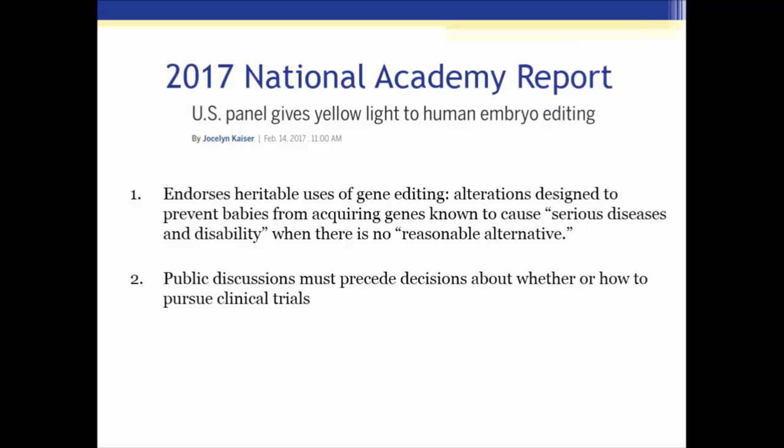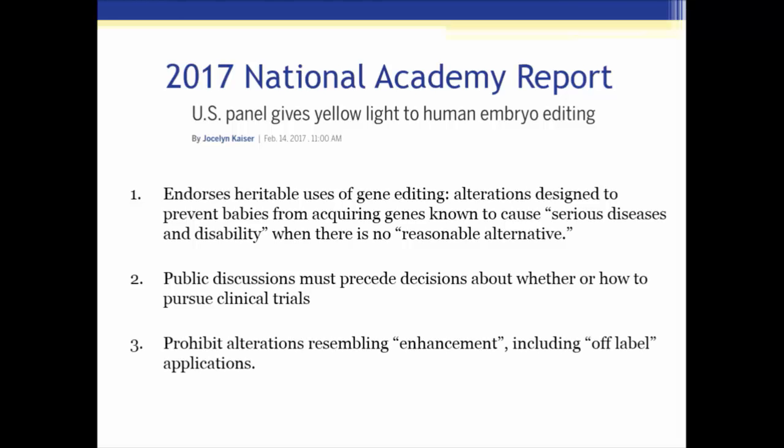They also recommended public discussions must precede decisions about whether or how to pursue clinical trials. This in my area of research is called public engagement. They have not only recommended this once, but they've recommended it twice in separate recommendations, so this will emerge as something that we can see going forward.